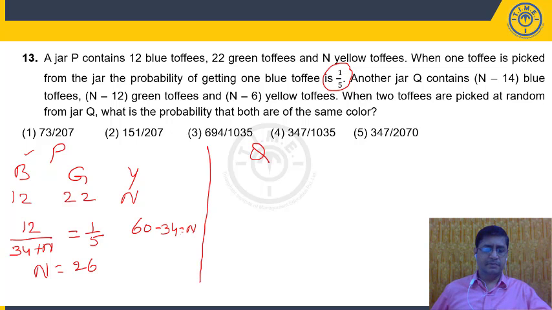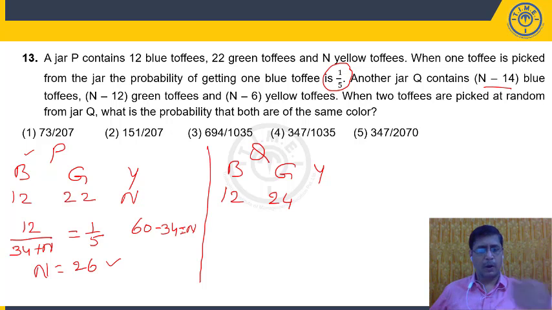Now look at the second jar here. Again the same: blue, green and yellow. What about the blue? N minus 14. N minus 14 is 26 minus 14. How much is it? It is 12. Next one is n minus 12, means 26 minus 12. 26 minus 12 means it is 14. The next, n minus 6. N minus 6 means 26 minus 6.